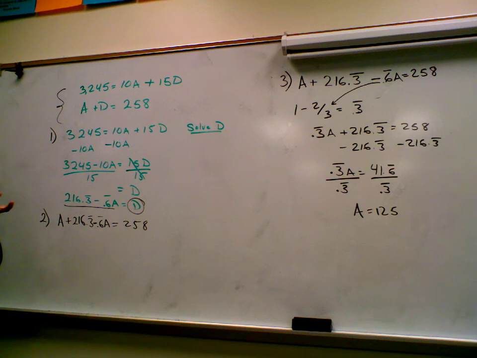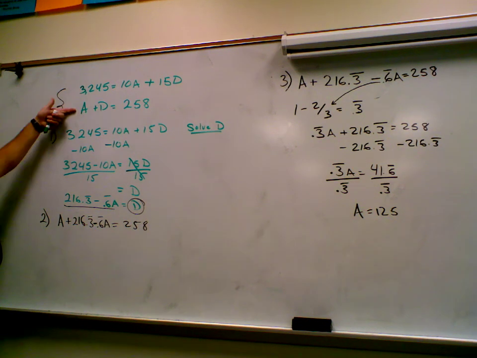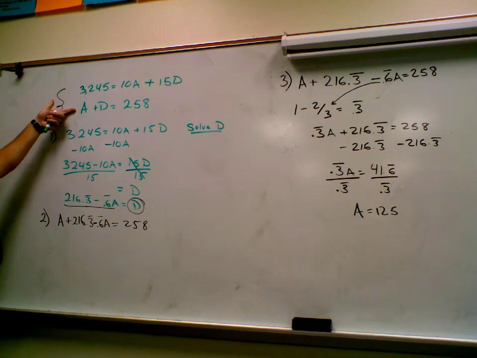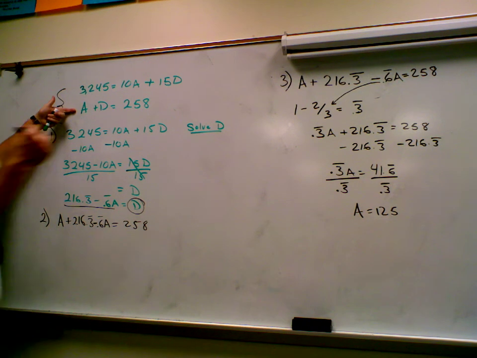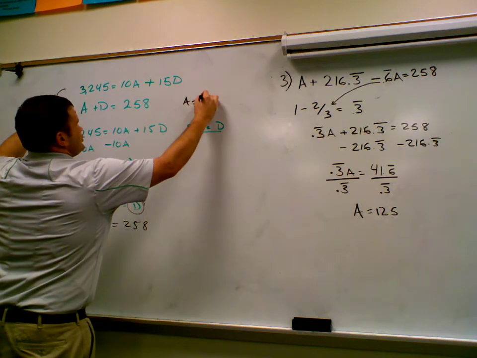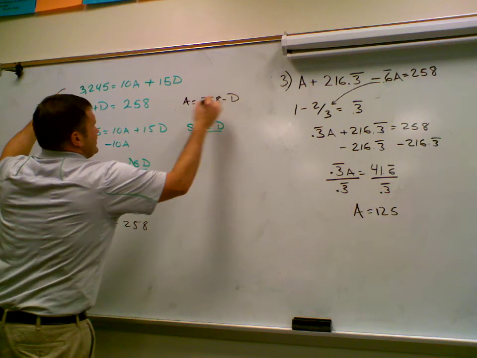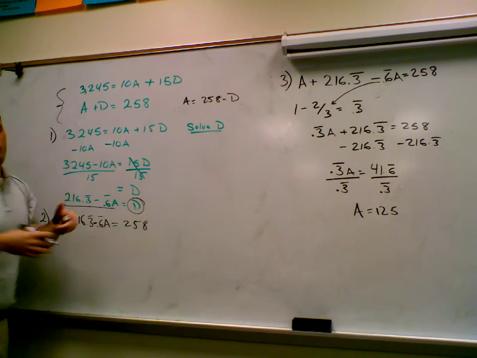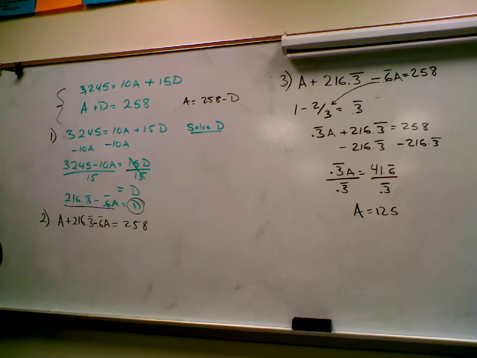Now, had we instead picked this equation and solved for A or solved for D, it would have been a lot easier. We would have had something like A equals 258 minus D, and we plug that in up here. We would still get the same result, but it would just be a little easier than going the route we did. Austin and Richie wanted to make it tough. That's all right, guys.